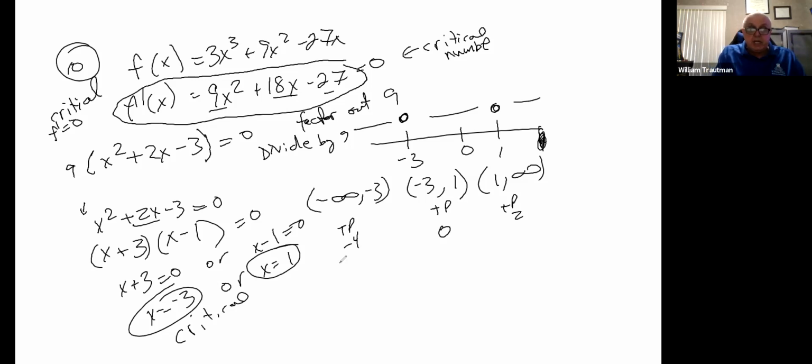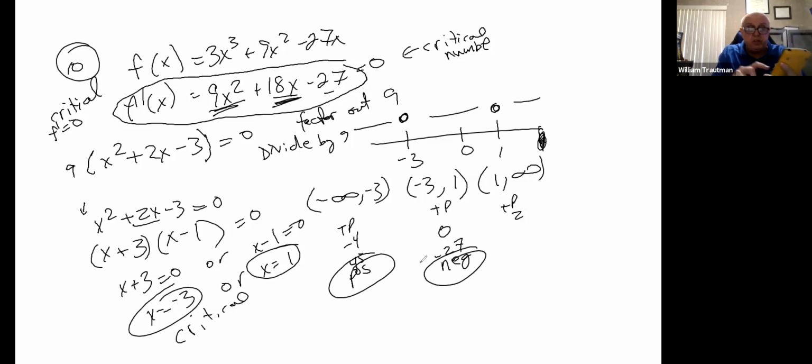And when I get this, I get positive 45. I get a positive number. Once again, I don't care what I get, as long as it's positive or negative. When I plug 0 into this function, that's an easy one. I get negative 27. I get a negative number. And then when I plug 2 into that function, 9 parentheses 2 squared plus 18 times 2 minus 27, I get a positive 45, and I get a positive number.